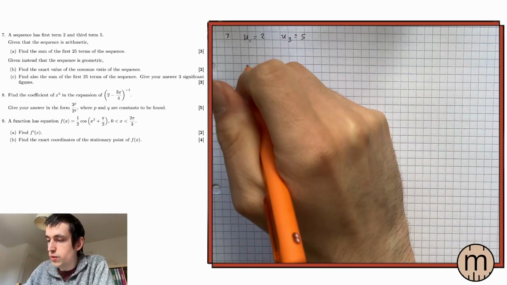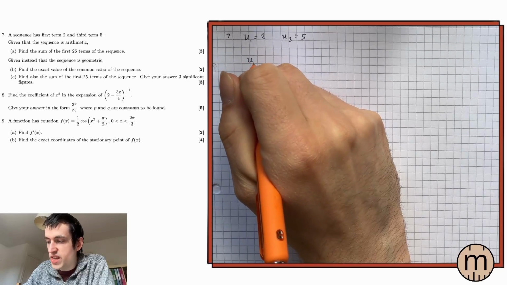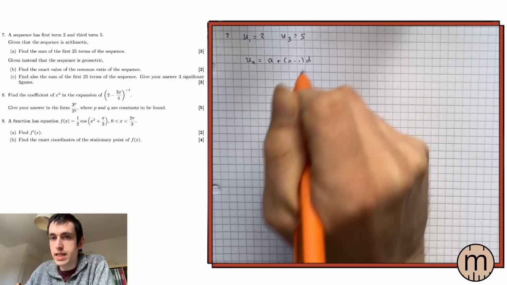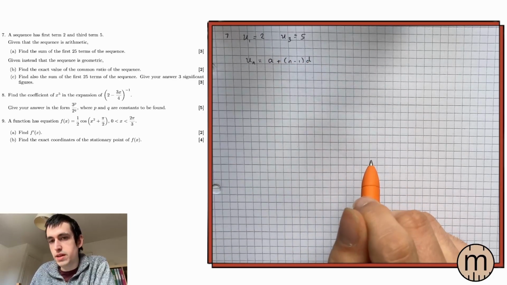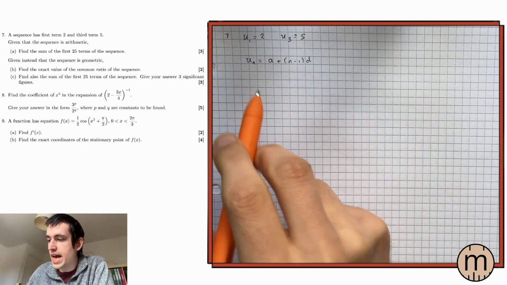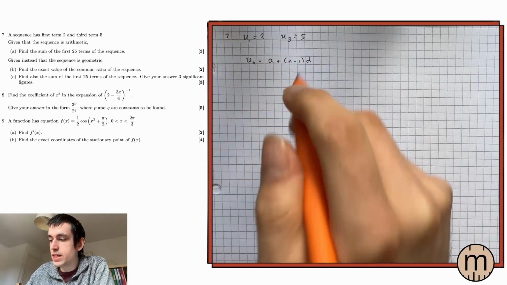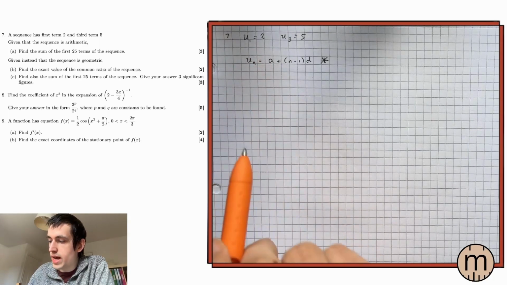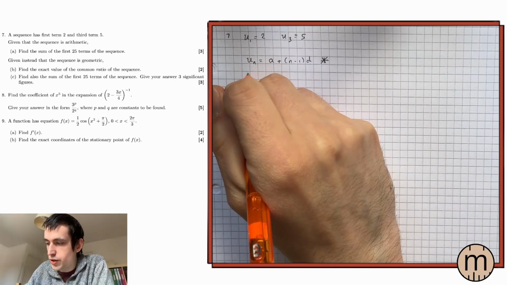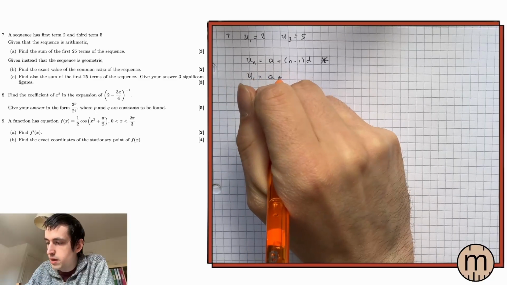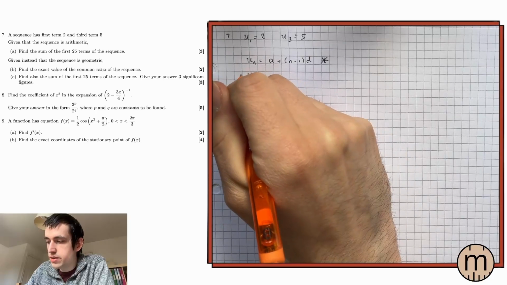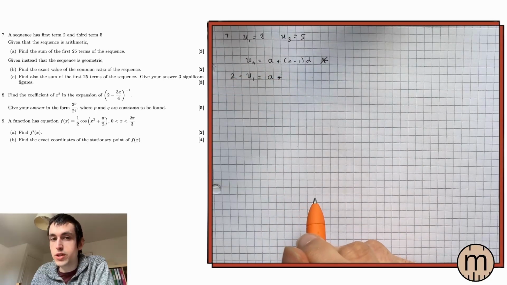But we also know that the general term, the nth term, is equal to A plus (n minus 1)d, where d is the common difference, A is the first term, and n is the term that you're looking for. This formula is not given in the formula book, so this is one you have to memorize. So we've got the first term, which is when n is equal to 1. So let's see what we're going to get. U1 is A plus (1 minus 1), which is 0. So U1 is equal to A. Straight away, A is equal to 2.